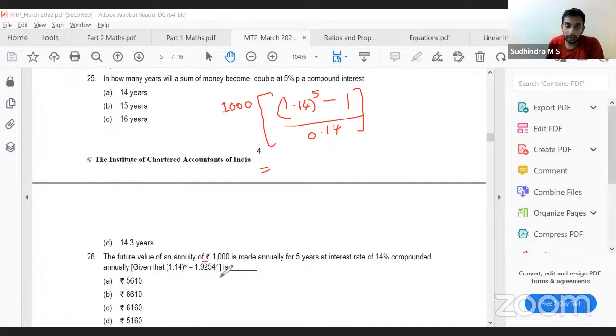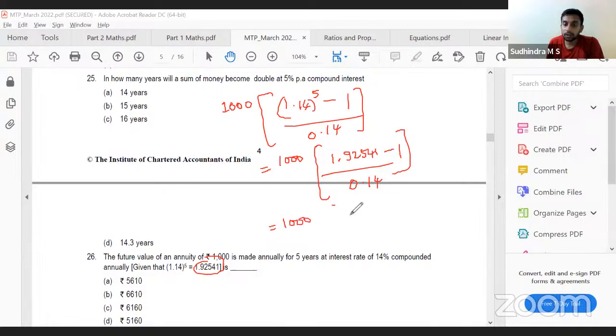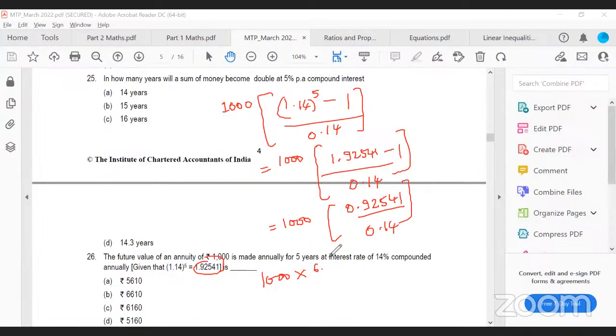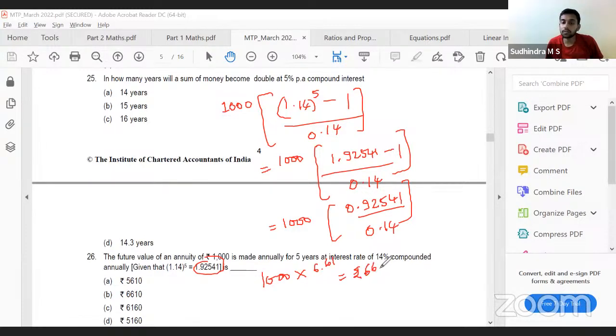they have given us 1.92541. So 1000 into 1.92541 minus 1 divided by 0.14, which is 1000 into 0.92541 divided by 0.14, which is, what is 0.92541 by 0.14? 6.6100. Therefore, it is 6610. It is 6610.